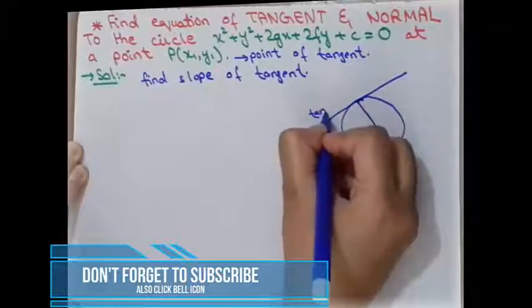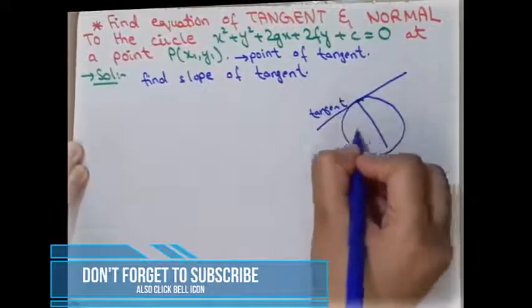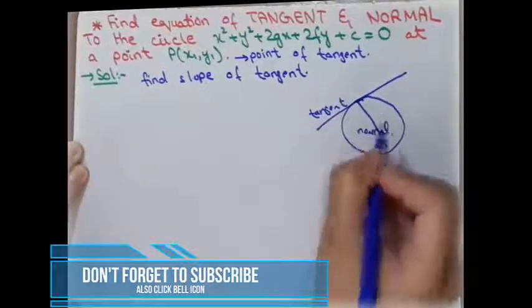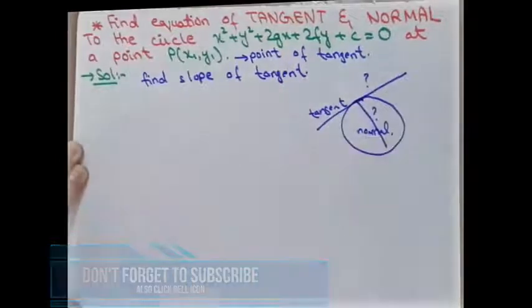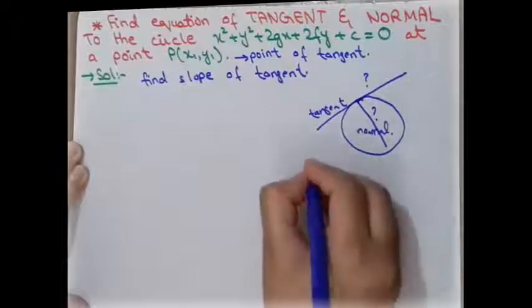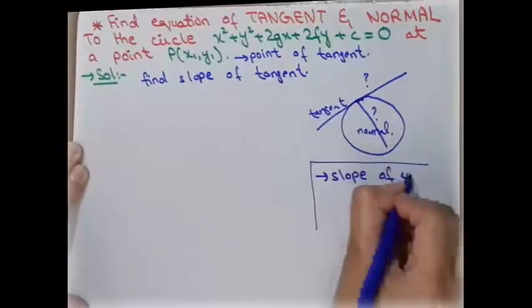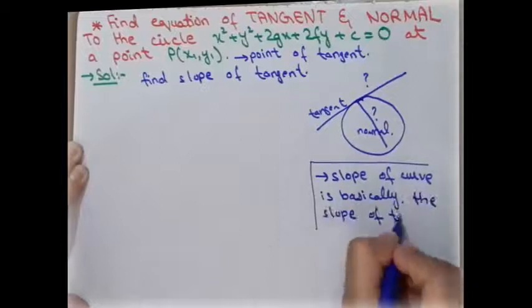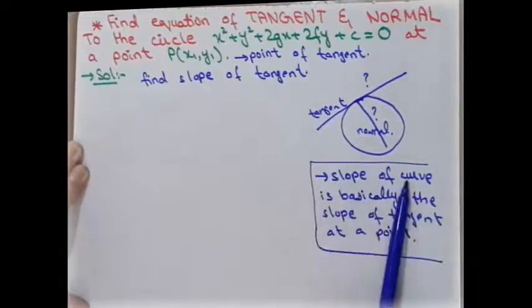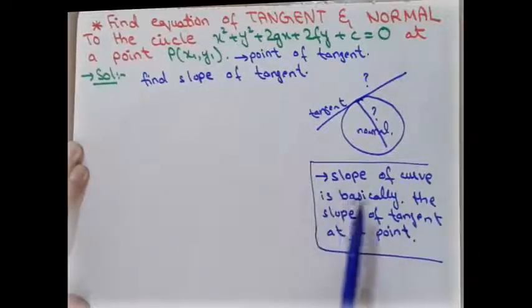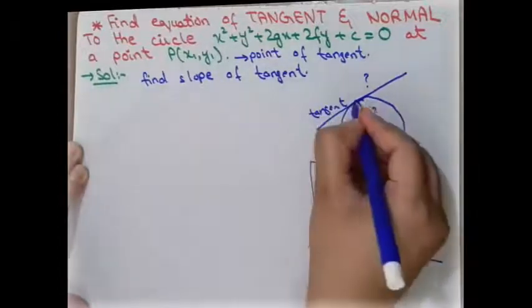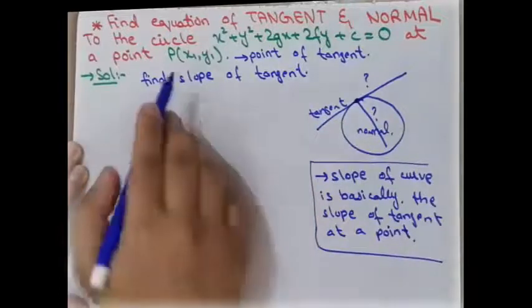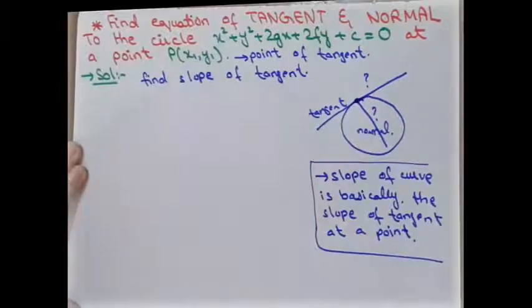If I write it as this is tangent and this line is normal, so basically we have to find the equation of these two lines. Always remember one thing, that the slope of the curve, which is a circle, is basically the slope of the tangent at a point P, and here is a point of the tangent which is P (x1, y1).